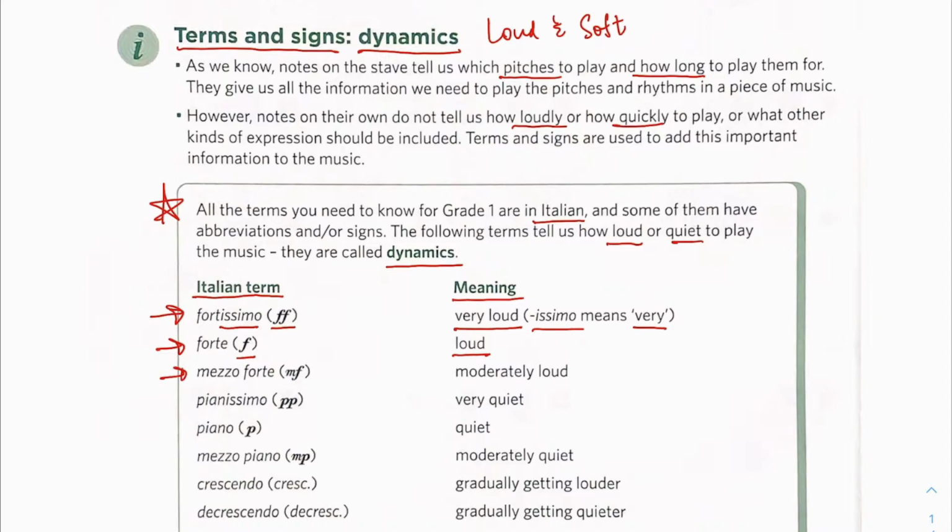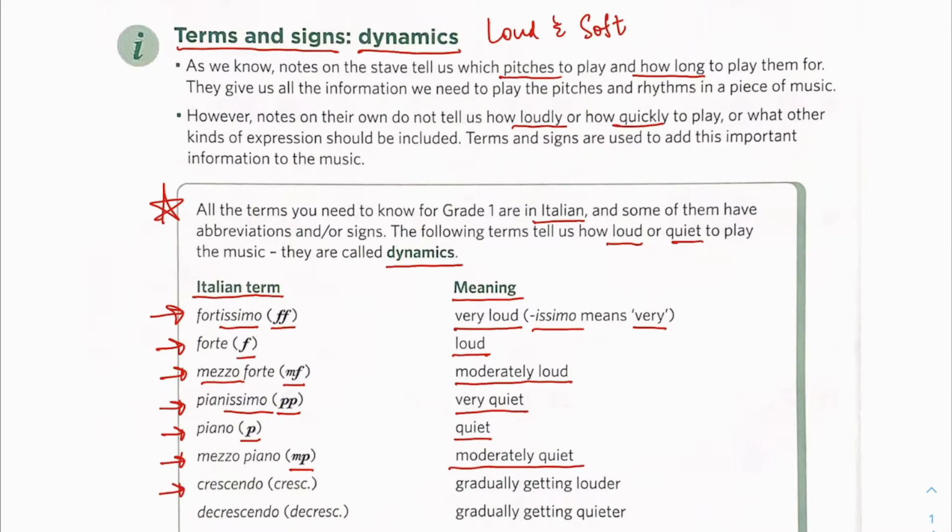Mezzo forte, with the abbreviation MF, means moderately loud. The word mezzo means half, so it's kind of like medium loud or moderately loud. Pianissimo, abbreviation PP, means very quiet. Piano, with abbreviation P, means quiet. And therefore, again, when you add issimo after the word piano, it becomes very quiet. Mezzo piano, with abbreviation MP, means moderately quiet.